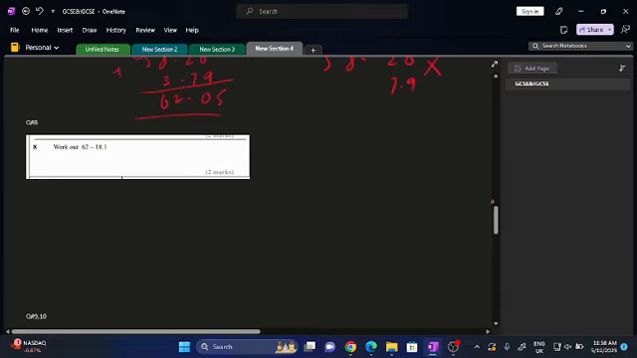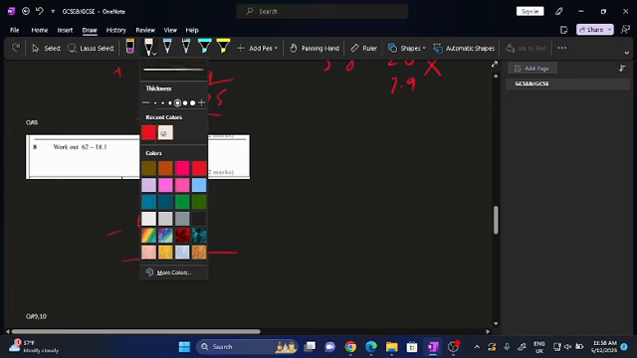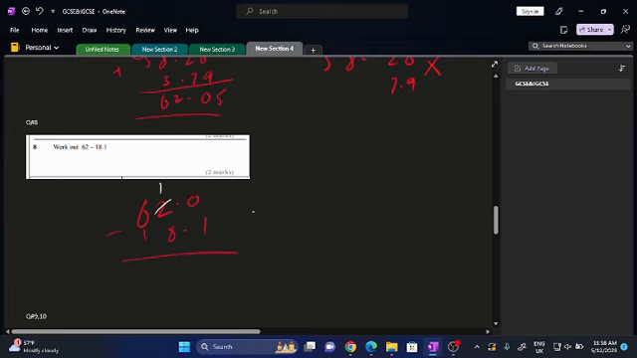Question number 8. 62 take away 18.1. So definitely you have to introduce a decimal point with 0 in order to make the decimal points in line. So here will be the decimal point, here is 1, here is 8, and here is again 1. Take away. So this 2 will shift its 1 carry toward the next element and make it 10. 10 minus 1 is 9.